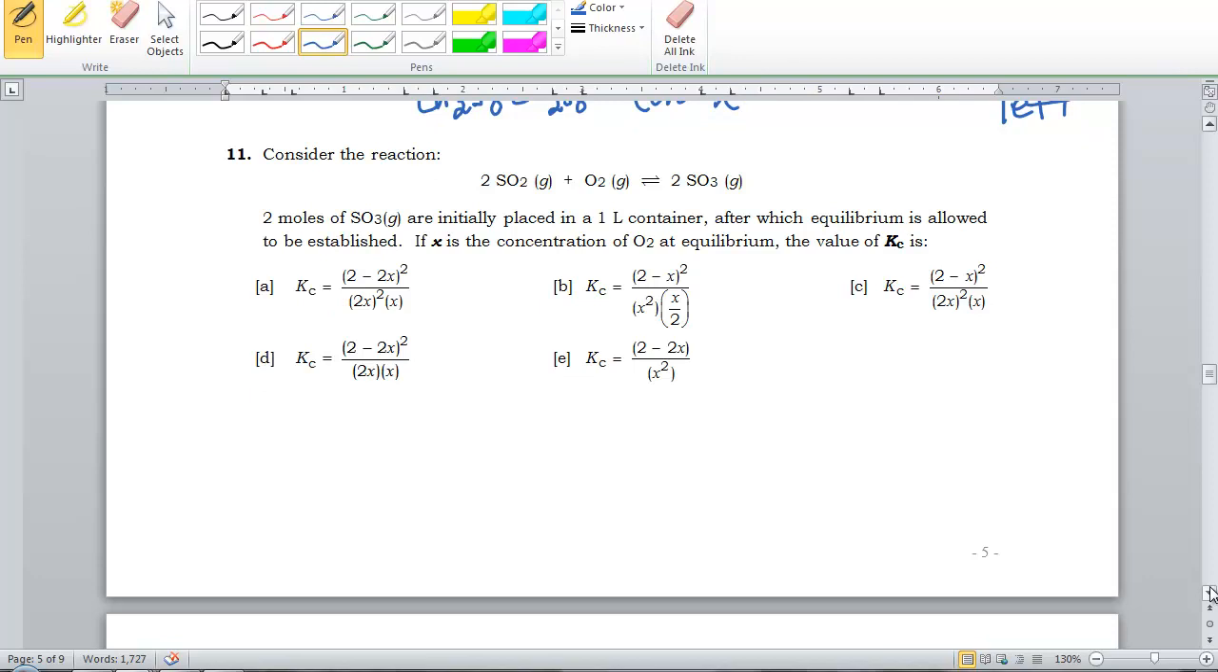All right, so as I look at my choices here, I see the equilibrium constant in terms of x. So right away, I'm thinking ice table. So let's see why we need an ice table for this one. 2 moles of SO3 in a 1 liter container. That's our product. It's only saying we start with product. So we can't be at equilibrium. So we're going to have to set up an ice table.